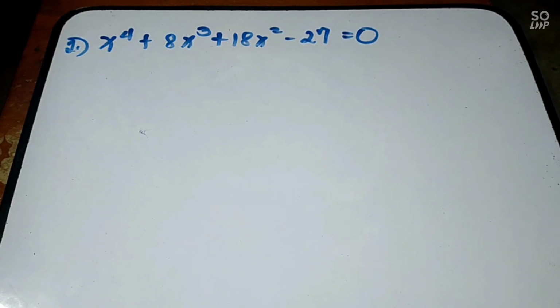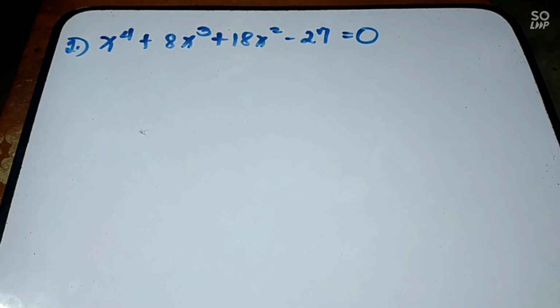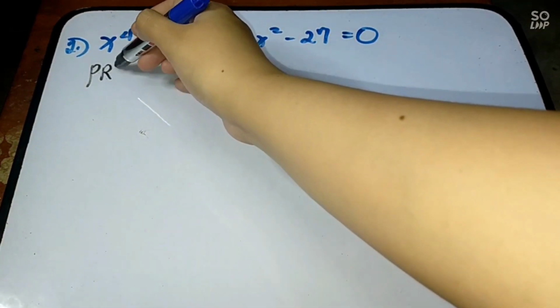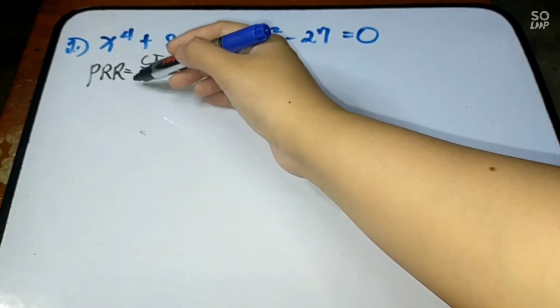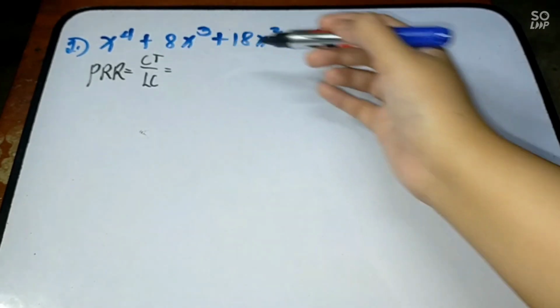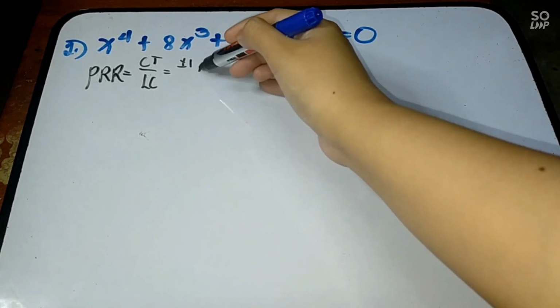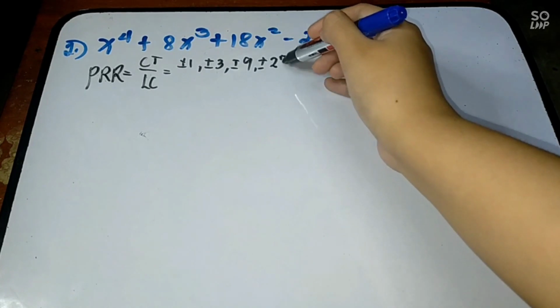Number 2, x raised to 4 plus 8x cubed plus 18x squared minus 27 equals to 0. So, since we have raised to 4 ang pinakamataas na ating exponent, therefore, kailangan makakuha tayo ng 4 na sagot. First, let us have the possible real roots. Ano-ano nga ba yung pwedeng maging posibleng sagot sa kanya? So, we have here the factors of the constant term over the factors of the leading coefficient. So, ang factors ng constant term natin, which is 27, we have positive and negative 1, positive and negative 3, positive and negative 9, and then positive and negative 27.